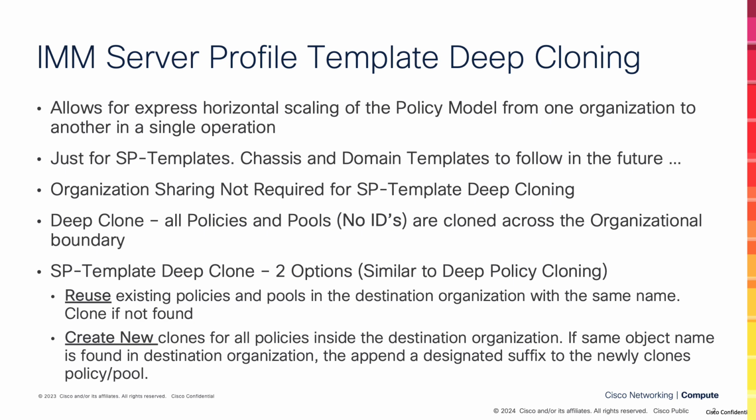Similar to deep policy cloning, you have two options with server profile template deep clone. You have a reuse option. That means if you have a policy in the target or destination org that has the same name as what you're cloning over, then you're going to simply use that existing policy. Now, that policy could have different settings, so beware. Or you can simply create new, regardless of whether anything exists in that target org. I'm going to create new and simply put a suffix on it to make it unique by name. So with that, let's go into a demonstration of this feature.